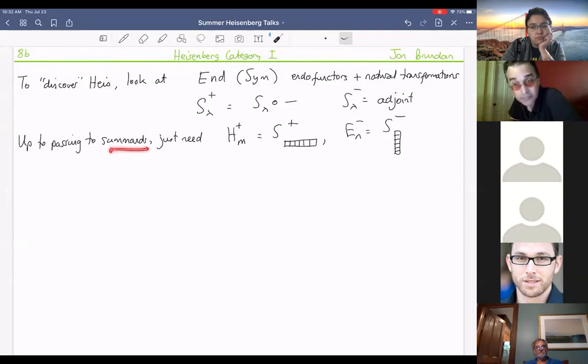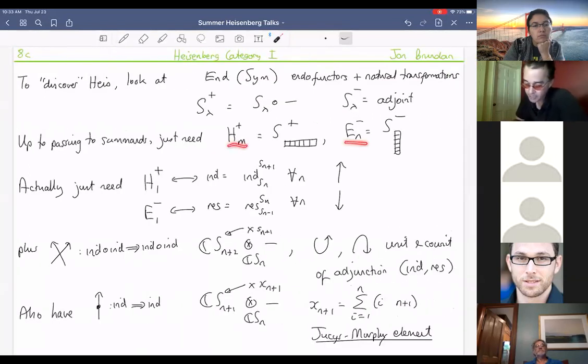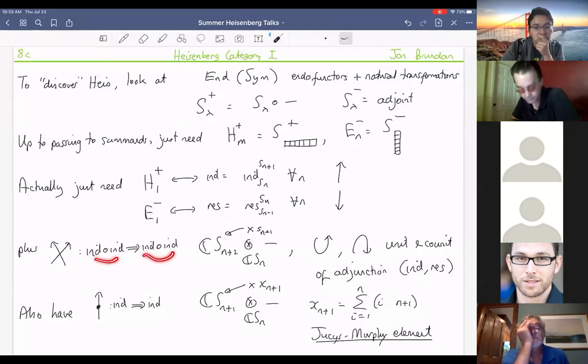Actually, up to passing to summands, you don't need all the S lambda pluses and S lambda minuses. You just need what I call H_m plus, which is induction with the trivial module, and what I call E_n minus, which is the adjoint for the sign representation. Actually, even better, you only need H_1 plus and E_1 minus, which I'll just call induction. That's just the usual induction functor from S_n to S_{n+1}, but for every n. In my diagrams, I'm going to denote that by an up arrow. So the up arrow is that simplest induction functor. And you just need E_1 minus, the simplest restriction functor, which I'm going to denote with a down arrow. You need those, providing you've also got the crossing endomorphism, this natural transformation from doing induction twice to itself. That's going to be denoted by this crossing.